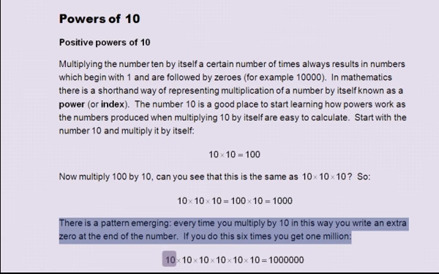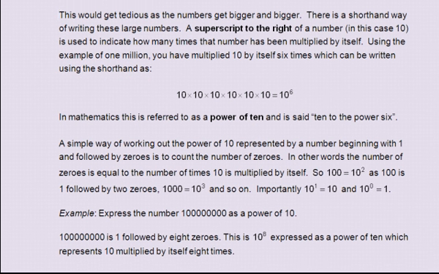10 multiplied by 10 multiplied by 10 multiplied by 10 multiplied by 10 multiplied by 10 equals 1,000,000. This would get tedious as the numbers get bigger and bigger. There is a shorthand way of writing these large numbers.